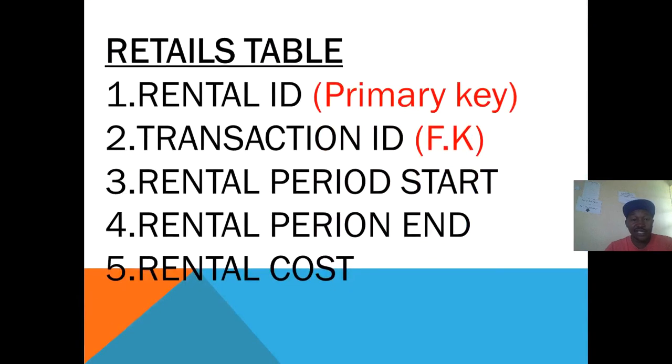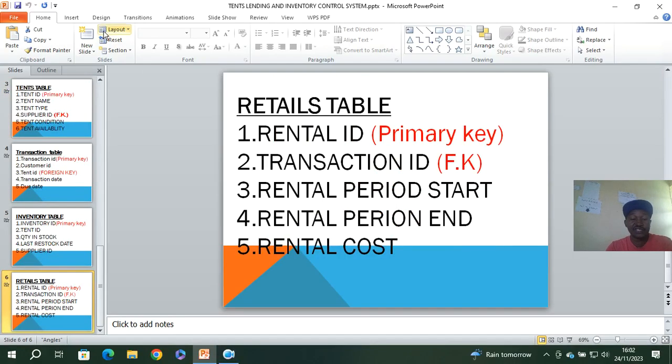Then we shall also have the rentals table, where we shall have the rental ID as the primary key, transaction ID as the foreign key, rental period start, that is when the rental starts, and also rental period end, and also the rental cost. So guys, we shall be having this program using Microsoft Access.